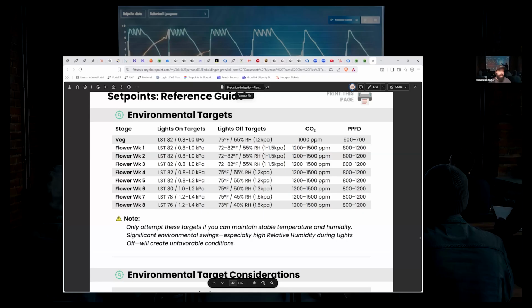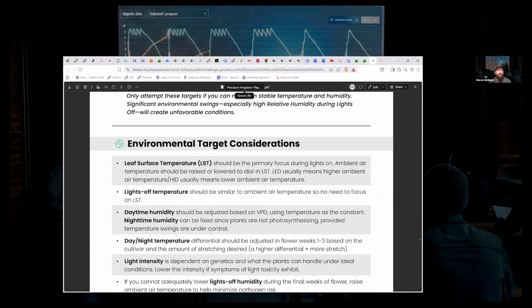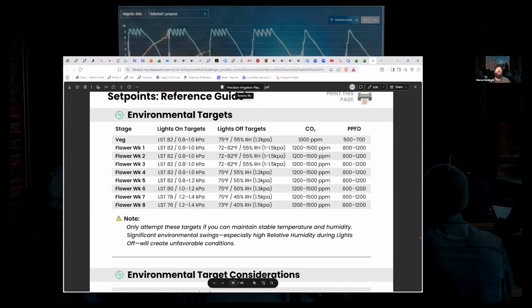I also would not do this, I don't know if I put it in here, but I also wouldn't run this humid if I had a history of PM in my facility. If I was battling with systemic PM throughout my mom's cuts and everything else, this is obviously not a strategy that you want to run. And I'm going to give that disclaimer too.